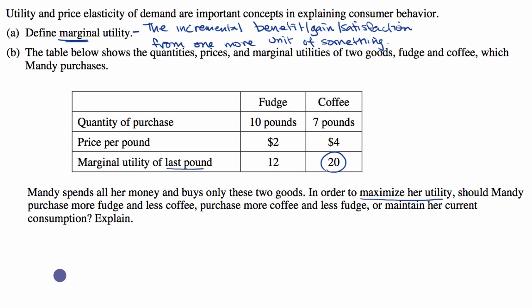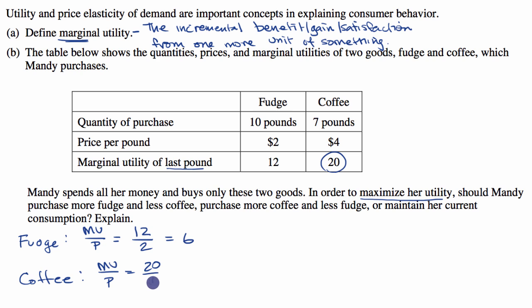So we want to do the exact same thing here. And on a test like the AP exam, you definitely want to show your work. So let's say for fudge, we could calculate the marginal utility per price is going to be equal to, here they give the utility of the last pound. I guess this could be indicative of also the next pound. So this is going to be 12 divided by $2, which is equal to 6. And then for coffee, it is the marginal utility divided by price is going to be equal to 20 divided by 4, which is equal to 5.